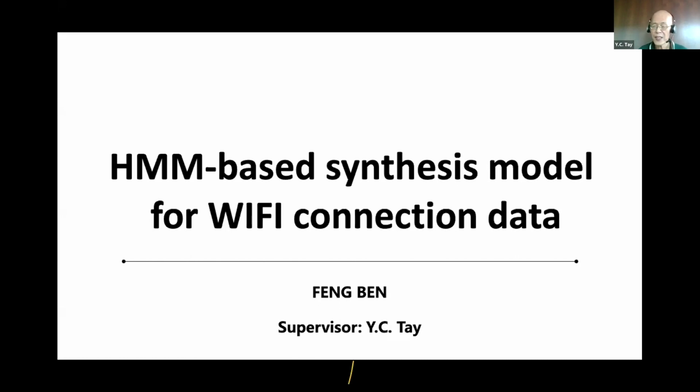Feng Peng was here as an exchange student last semester, and he did this project that focuses on Wi-Fi connections. Now, there's a lot of information you can get from Wi-Fi connections: how long the student is connected, the movement of the student, etc. You can deduce it from the Wi-Fi data. Okay, so now I've provided you with the background, and let me hand this over to Feng Peng, who will now describe what he has done.